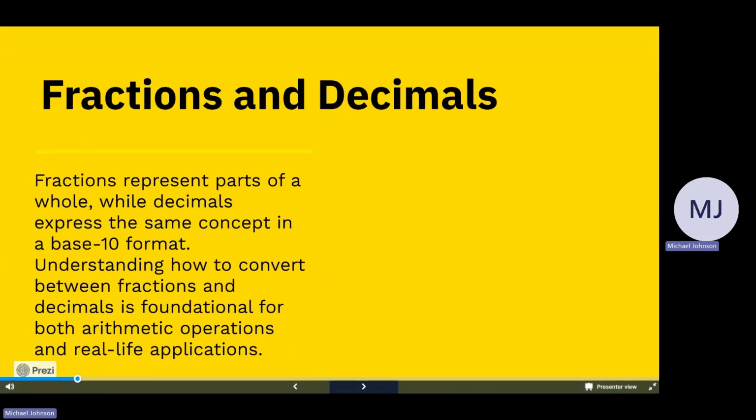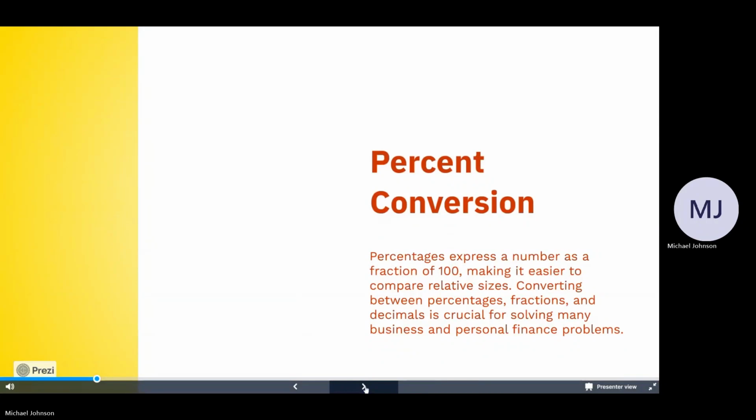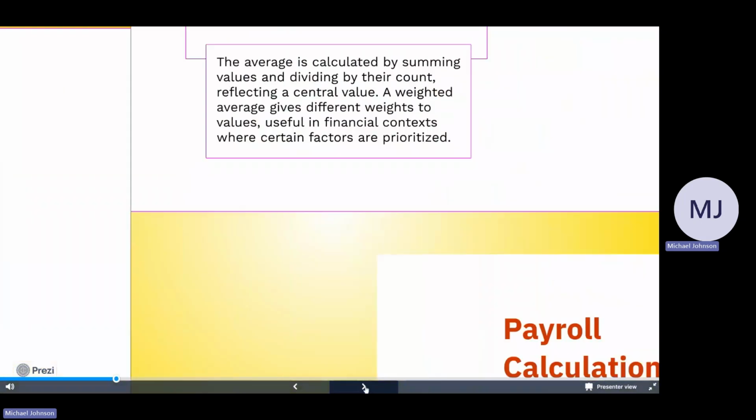Fractions represent parts of a whole, while decimals explain the same concept in a base 10 format. Understanding how to convert between fractions and decimals is foundational for both arithmetic operations and real-life applications. Percentages express a number as a fraction of 100, making it easier to compare relative sizes. Converting between percentages, fractions, and decimals is crucial for solving many business and personal finance problems.